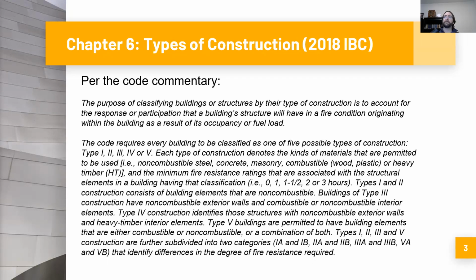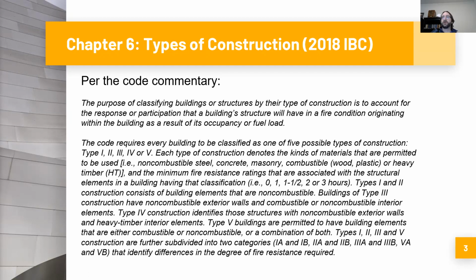So per the commentary, this is going to be from the 2018 IBC, and this is the commentary for chapter 6 for construction types. And here's what it says. The purpose of classifying buildings or structures by their type of construction is to account for the response or participation that a building structure will have in a fire condition originating within the building as a result of its occupancy or fuel load. The code requires every building to be classified as one of 5 possible types of construction: type 1, 2, 3, 4, or 5.